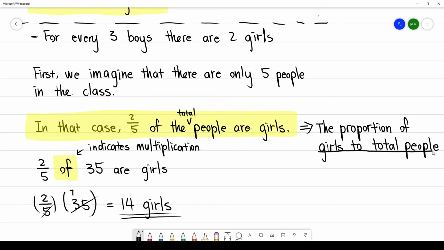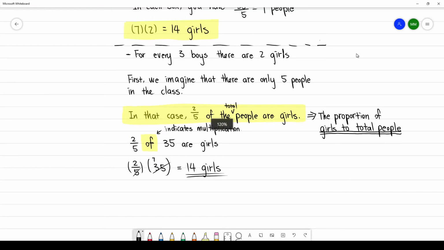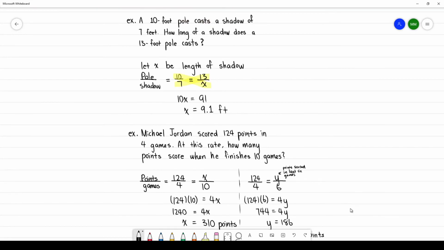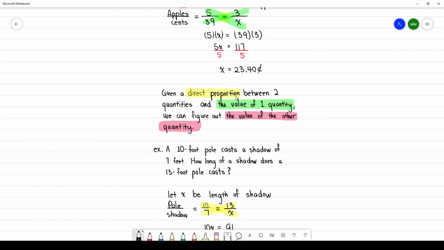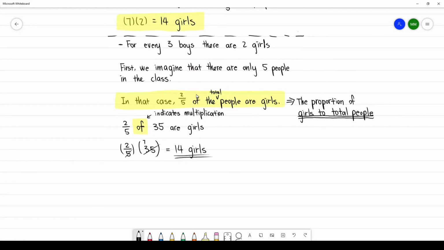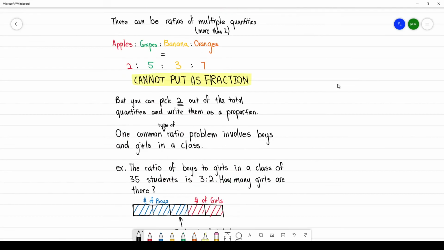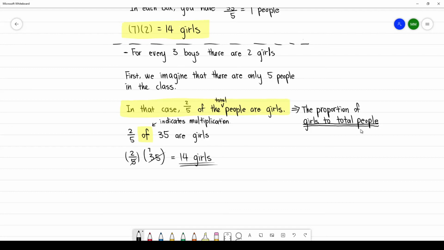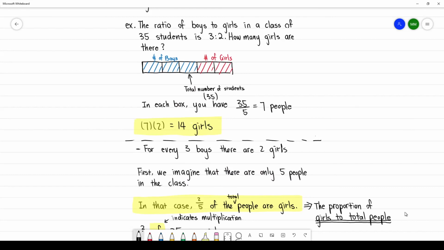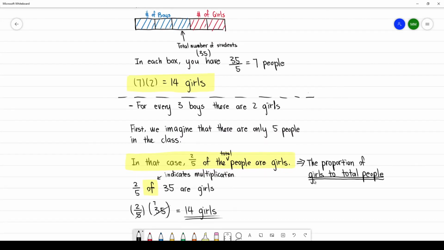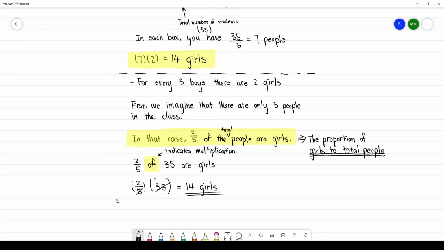This is important, because when you figure out this proportion, remember how we previously said, given a direct proportion, so we figured out 2 to 5, and the value of one quantity. Do we know the value of one quantity? Yes, we know the total people is 35. 35 is one of the quantities. Then we can figure out the other quantity, the girls. So this is why we can do this. 2 over 5 times 35 is just 14. And yes, that is this method.